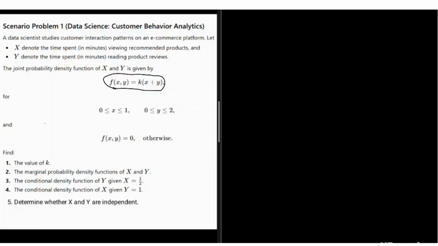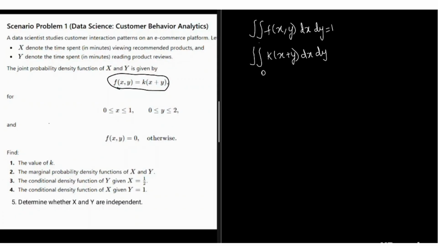The first one, we have to find the value of k. Since it is a two-dimensional random variable, we know that the probability density function satisfies the double integral of f of x comma y dx dy is equal to 1. This is the condition satisfied by the probability density function. Here our f of x comma y is nothing but k into x plus y, dx dy. Your x varies from 0 to 1, and your y varies from 0 to 2. These are the limits.